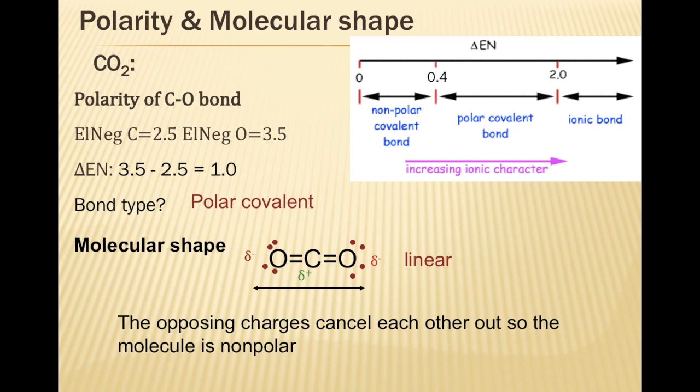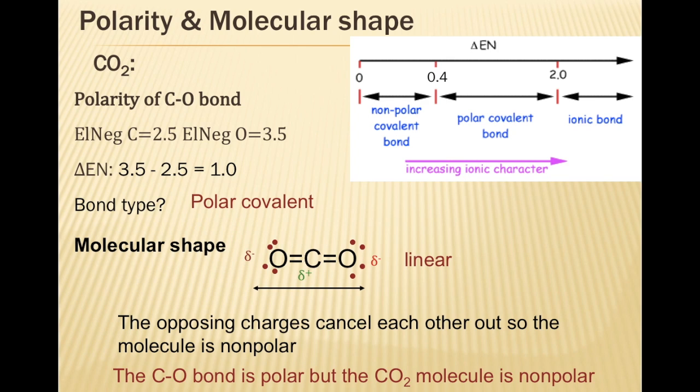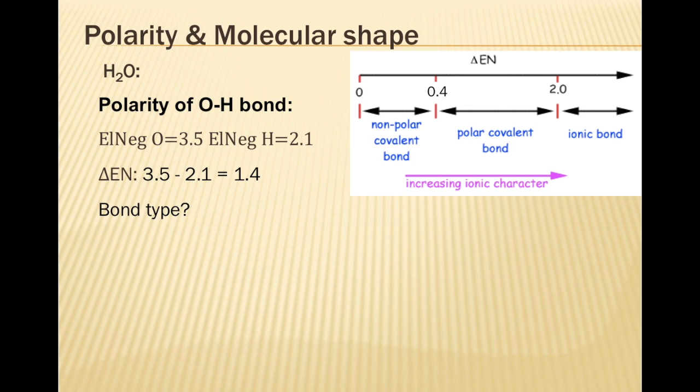So when we have no uneven charge distribution across the molecule, it's called a nonpolar molecule. And this molecule is nonpolar, even though we do have an uneven charge distribution within certain bonds, the entire molecule is nonpolar. Now we'll look at a different example of water, or H2O, which has two OH bonds. Electronegativity of oxygen is 3.5 and hydrogen is 2.1. So when we subtract, we get a difference of 1.4. So that's right in the region of a polar covalent bond.